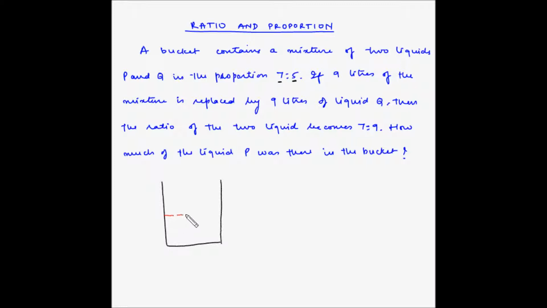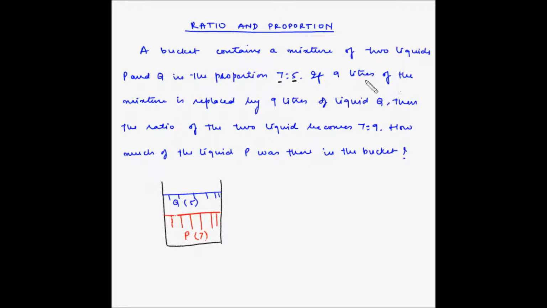So let's say this portion here is P, which is 7 parts, while this portion is Q, which is 5 parts. So this is the portion below this here.